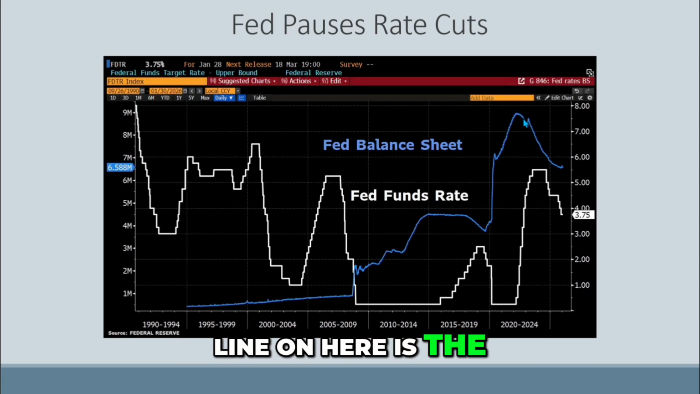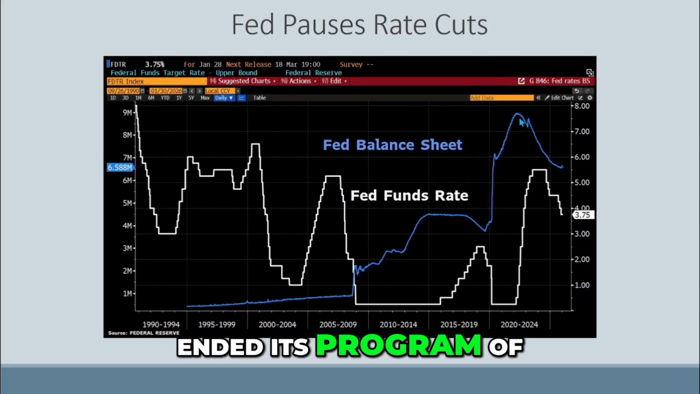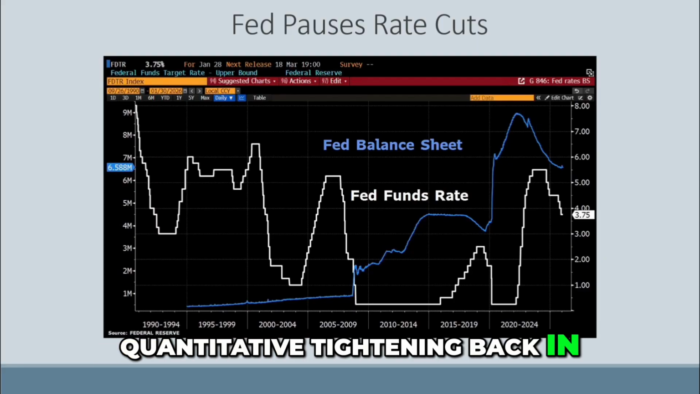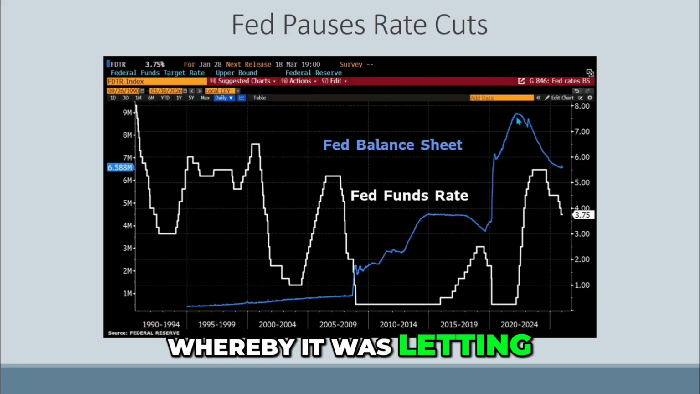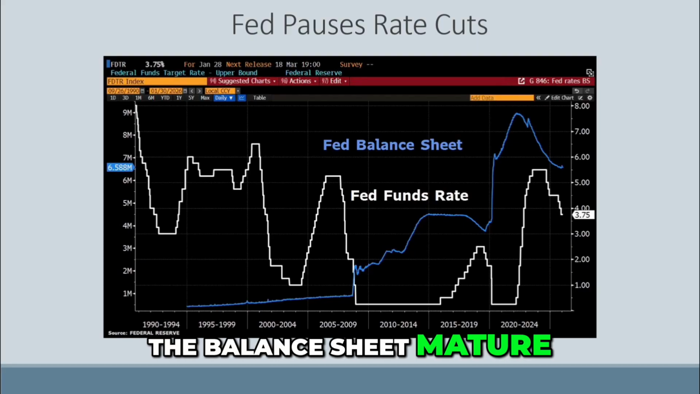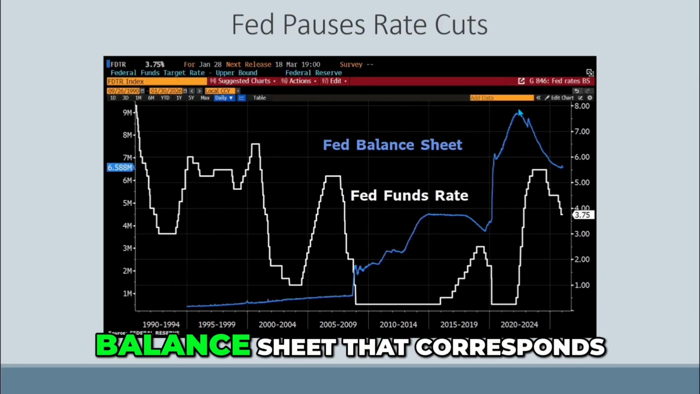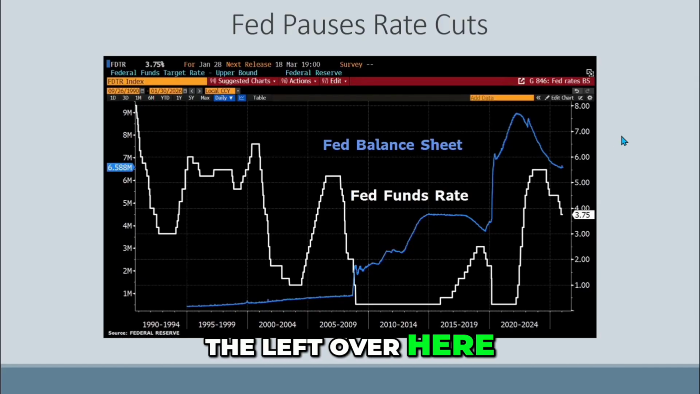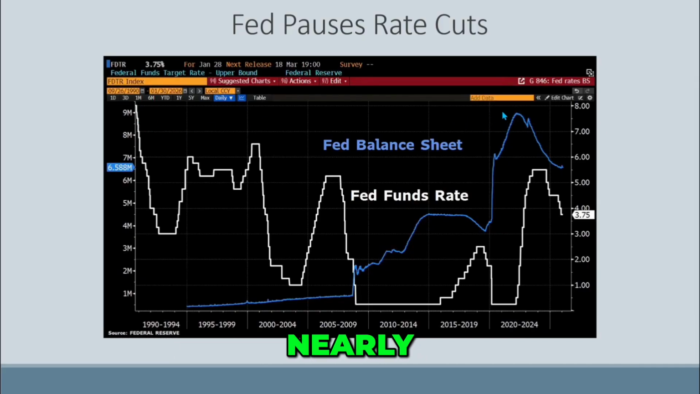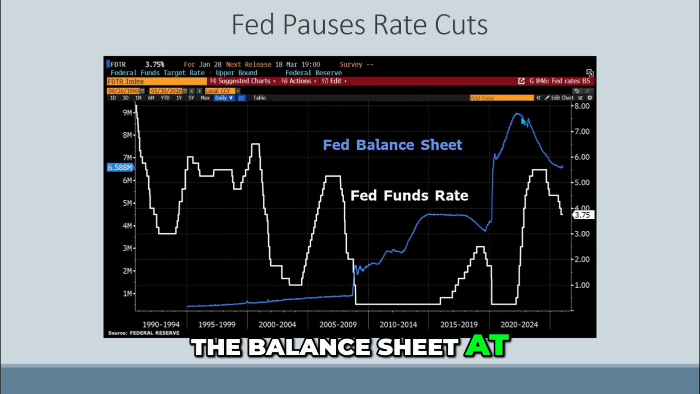And the blue line on here is the Fed's balance sheet assets. And the one thing to note in the Fed's balance sheet is that the Fed ended its program of quantitative tightening back in December, whereby it was letting Treasury securities held on the balance sheet mature without reinvesting the proceeds. So that had the effect of shrinking the balance sheet that corresponds to the scale on the left over here. And this ends up being nearly $9 trillion on the balance sheet at the peak.